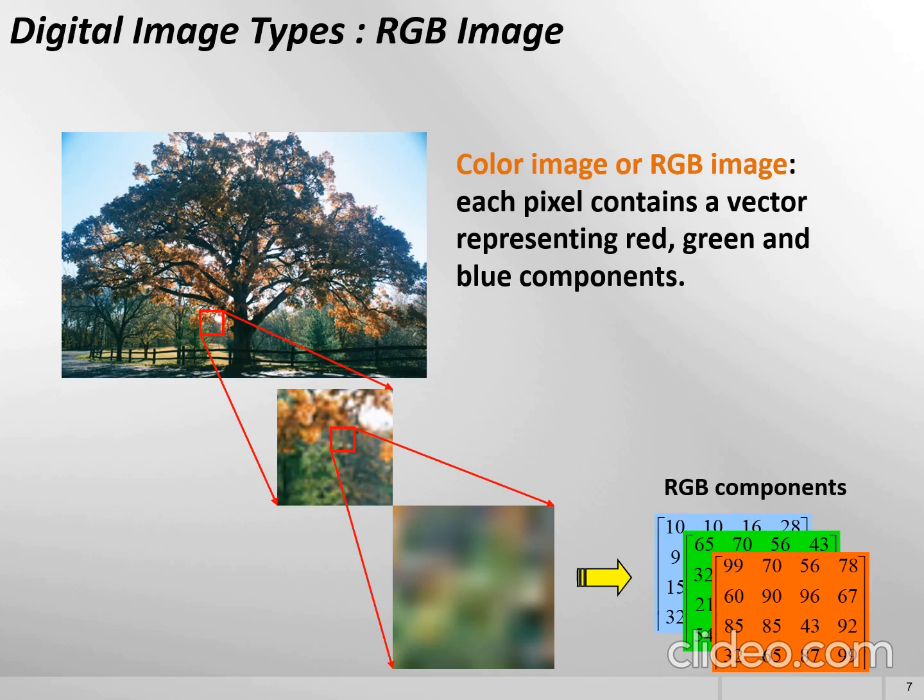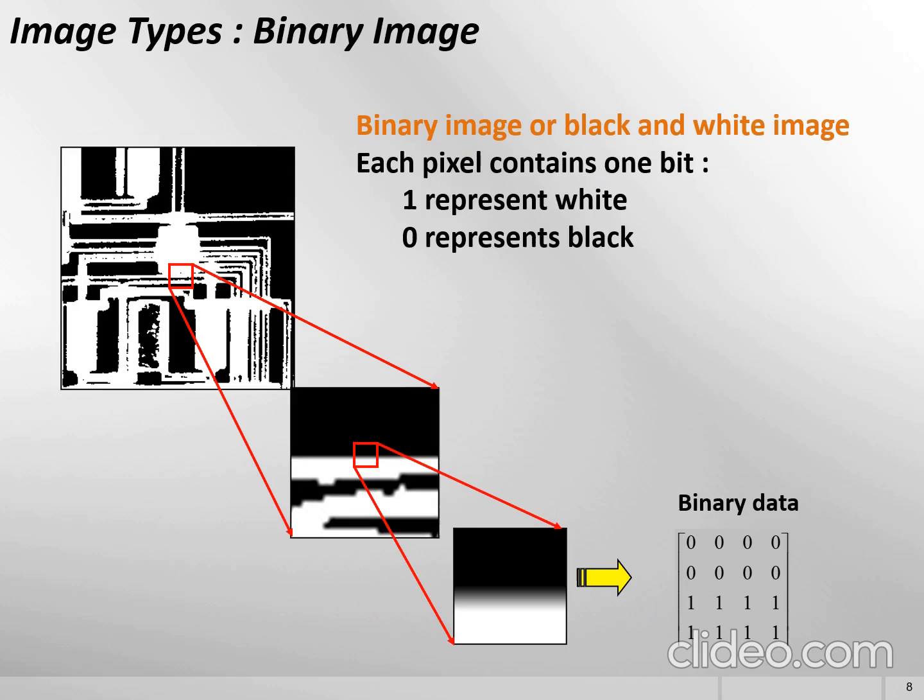This is an example of a color image represented by RGB. Each pixel contains a vector representing red, green and blue components. This is an example of a binary image or black and white image. Here each pixel contains one value, either 1 or 0. So 0 represents black and 1 represents white.